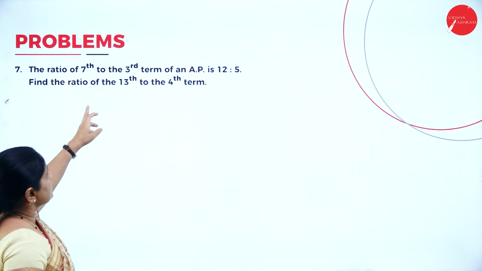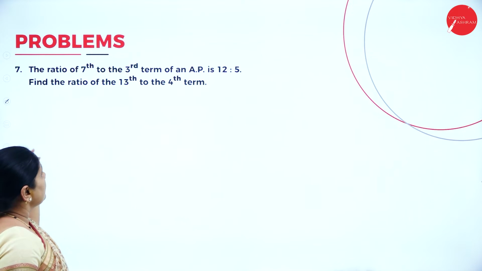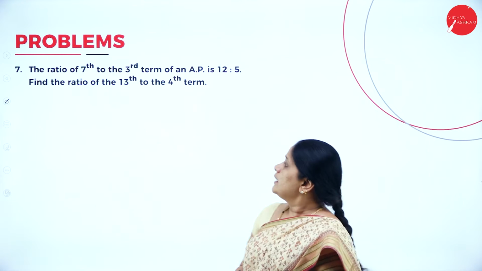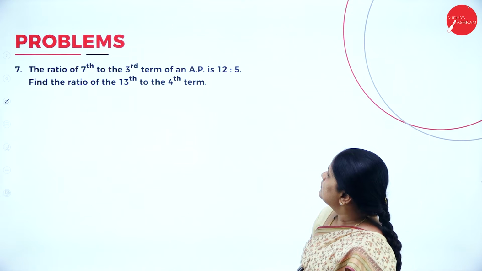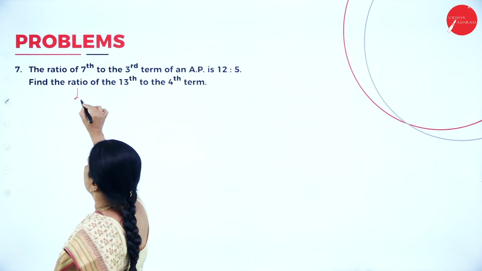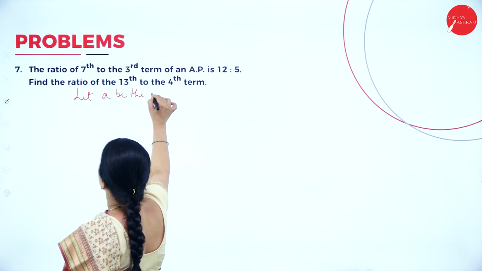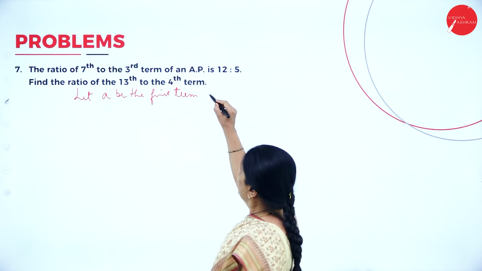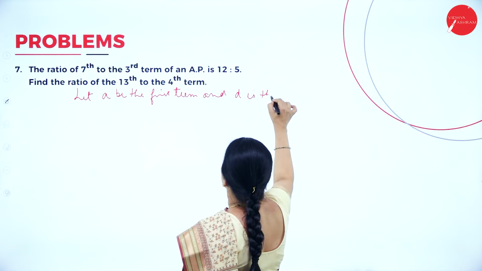The ratio of the 7th to the 3rd term of an AP is 12:5. Find the ratio of the 13th to the 4th term. Now what is given here? The ratio of the 7th to the 13th term of the AP is 12 to 5. Now we will write, let A be the first term and D is the common difference.